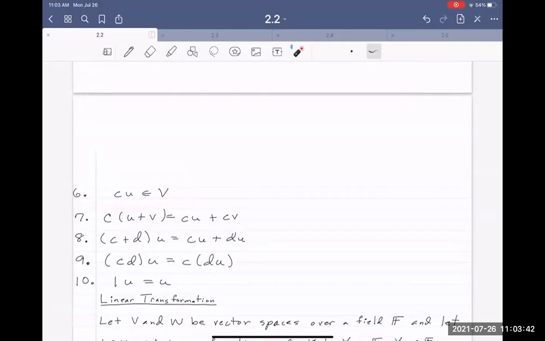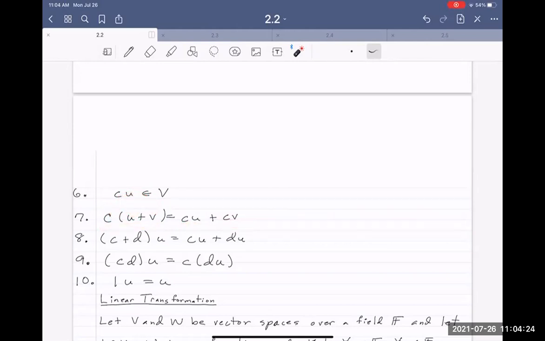Scalar multiplication. So now let's do some properties for scalar multiplication. So if c is any scalar and u is any vector, then a scalar multiple of any vector is still a vector. Scalar multiplication distributes over vector addition. So let u and v be vectors and c be some number. Then c times the quantity u plus v is cu plus cv.